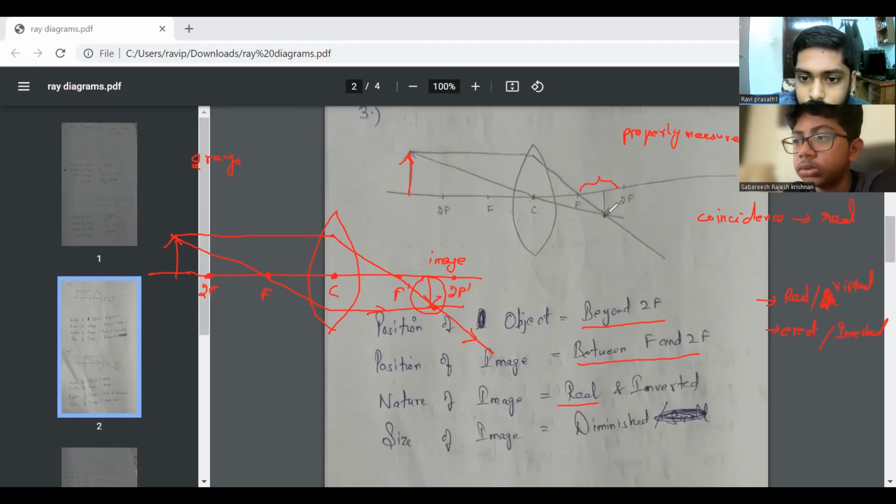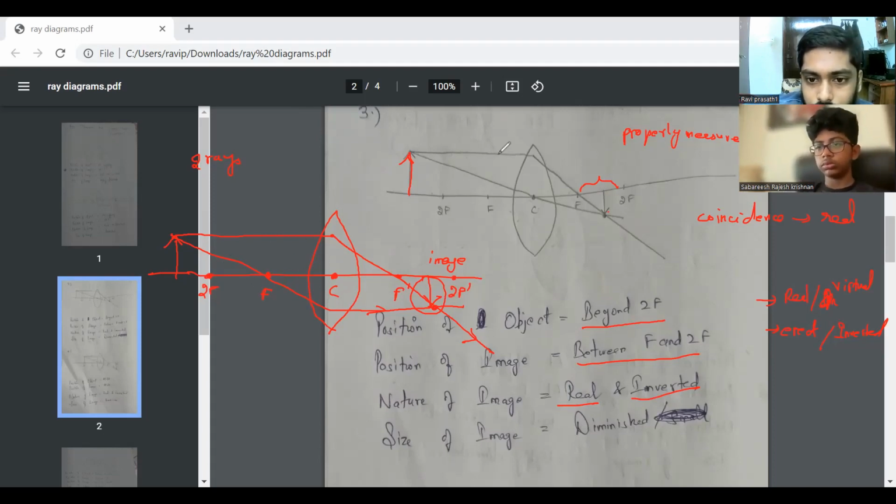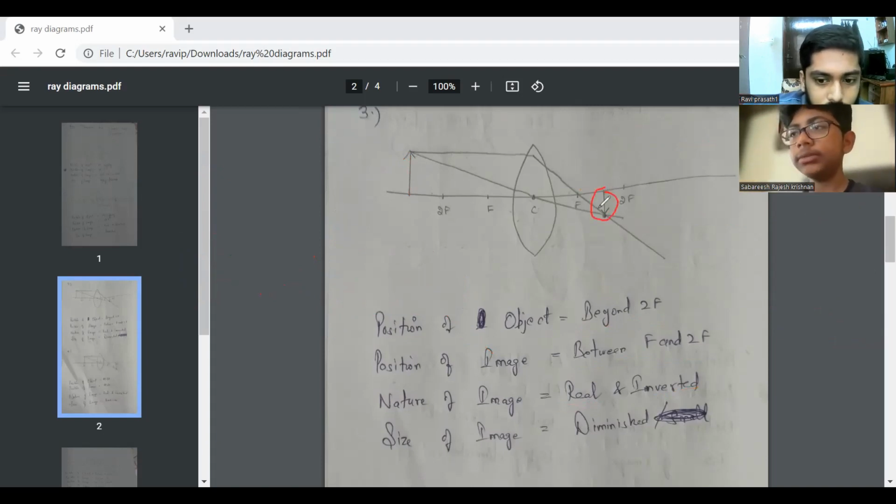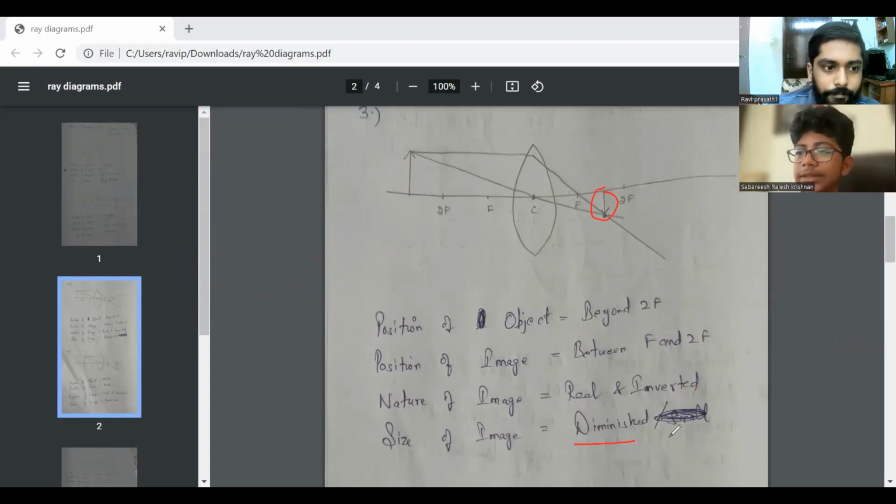Obviously they are coinciding, so it's a real image, and you can see that it is inverted, ulta, so it is inverted. And size of the image: here you cannot see because I took an approximate measurement, but when you measure and see, the size is comparatively diminished. Small, na? So small means diminished. These are the 4 things you will actually see in a ray diagram. So this is your first type.